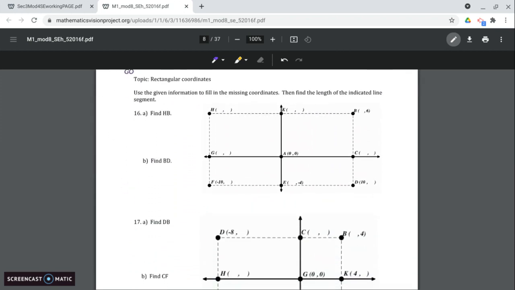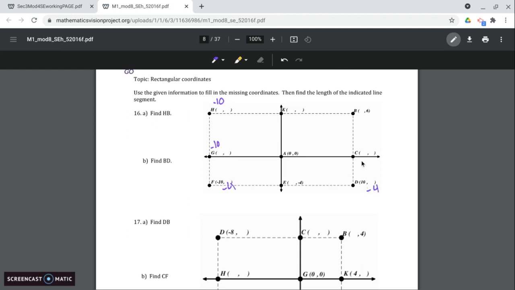All right, rectangular coordinates. So more dealing with distances, but this time within rectangles and coordinate grids. Distance is your key word for this lesson. We want to find HB and BD, and we also want to fill in all the missing coordinates. If this is an x value of -10, that means at G, it's also -10, and at H, it's also -10. Now, here at E, we're at a y value of -4, so that means F is also down at -4, and D is also at -4.